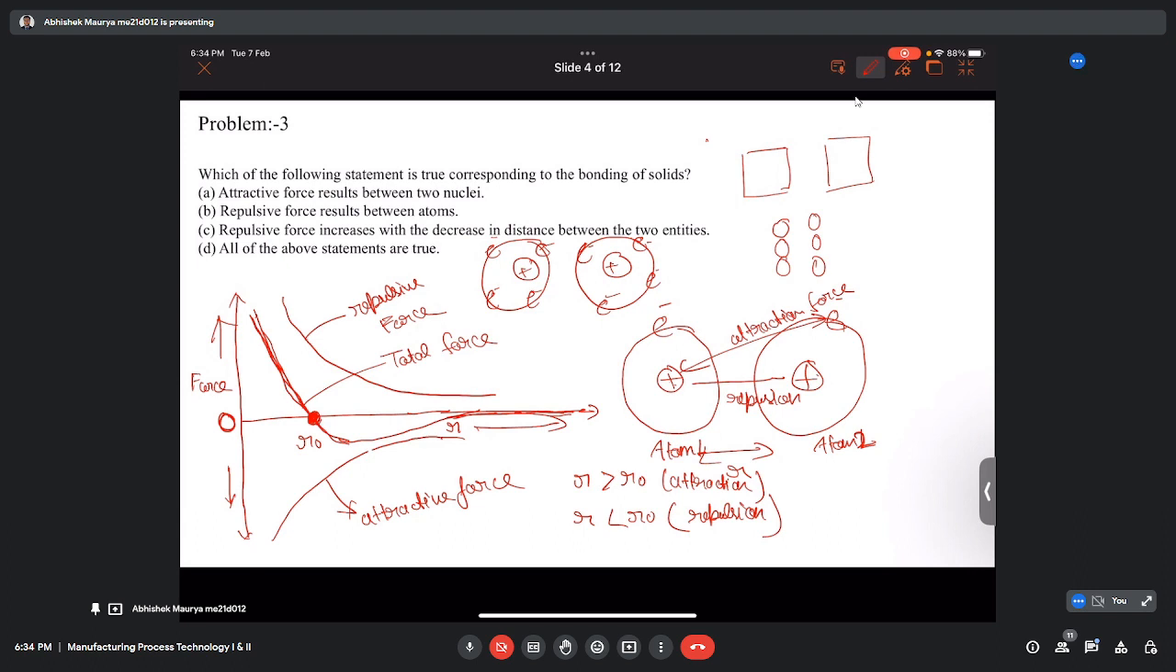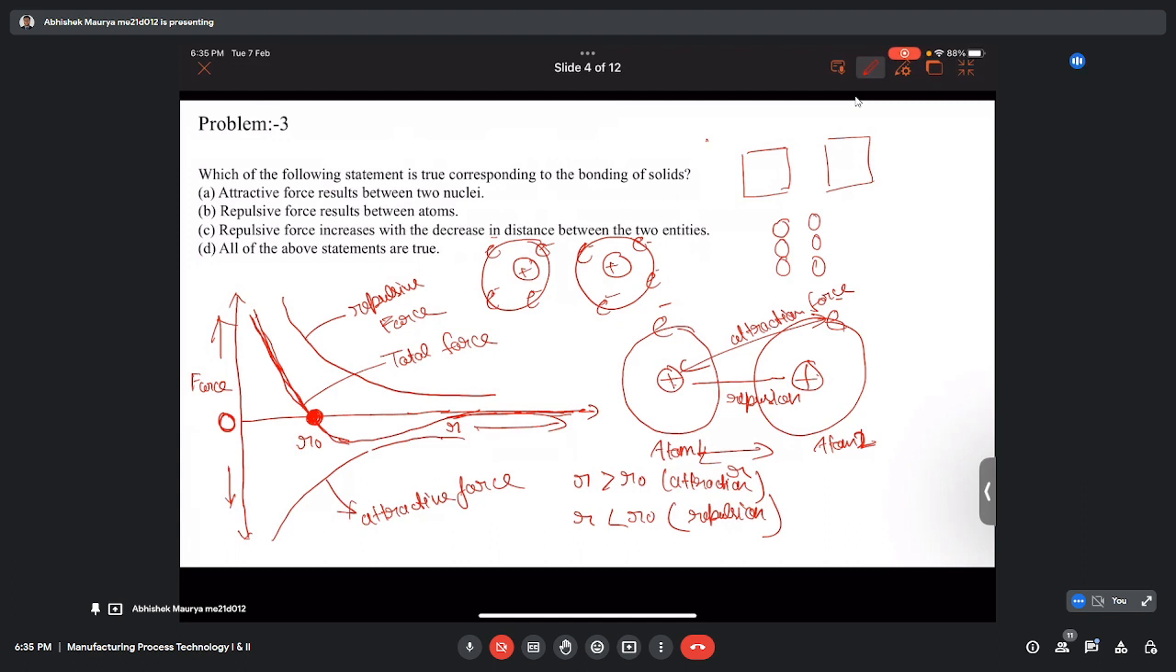So at the distance R0, there is an equilibrium. Attractive force equals repulsive force. And that distance is called the bond length. Now after understanding this, we can answer this question.